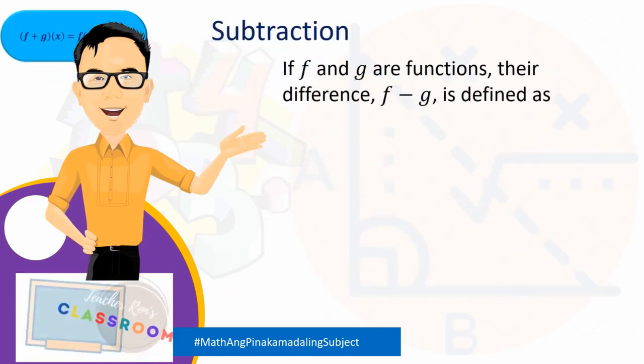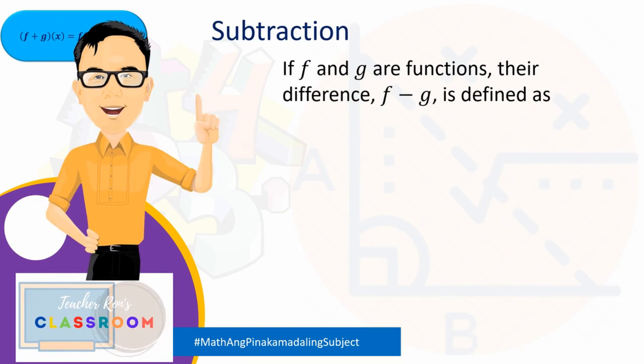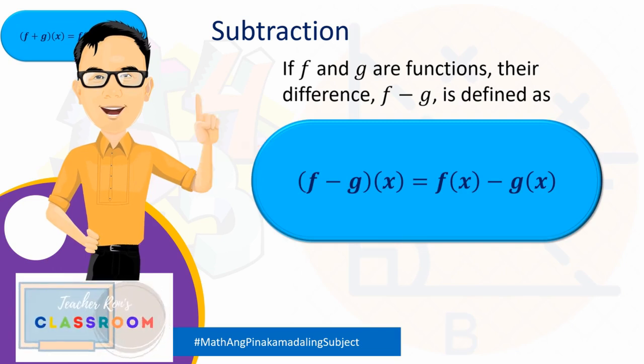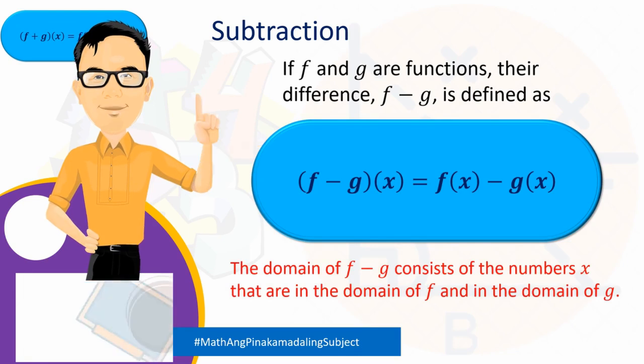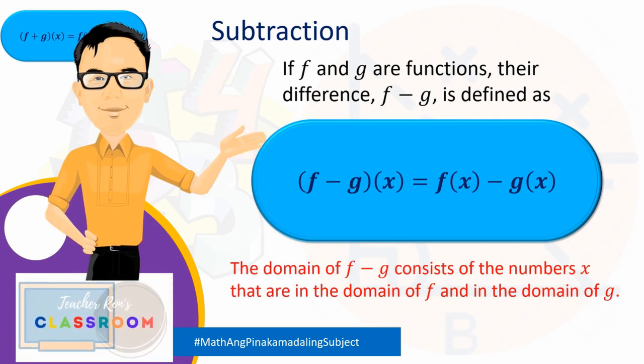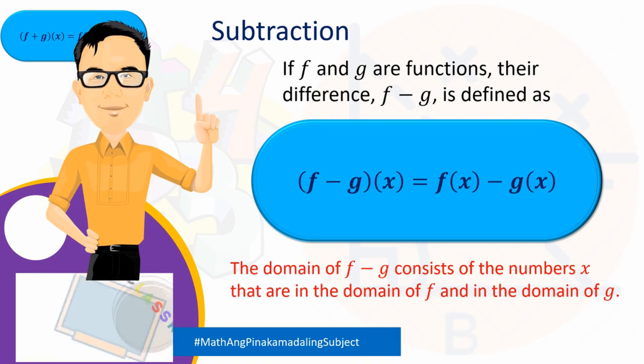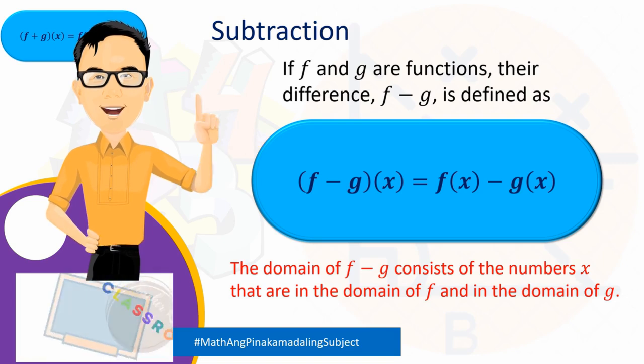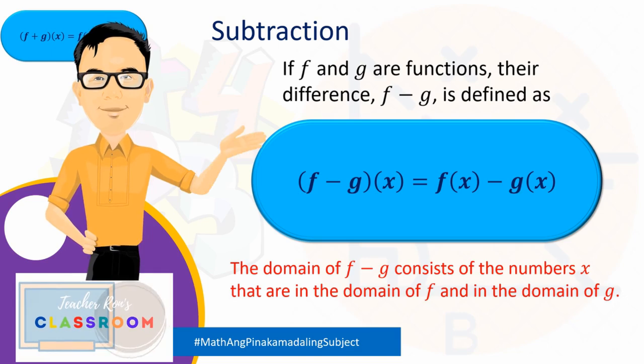Subtraction. If f and g are functions, their difference f minus g is defined as f minus g of x equals f of x minus g of x. The domain of f minus g consists of the numbers x that are in the domain of f and in the domain of g.